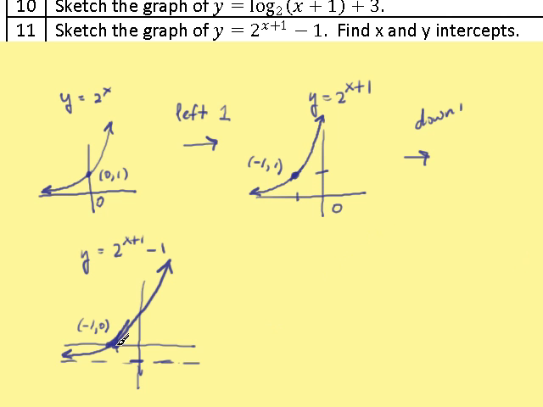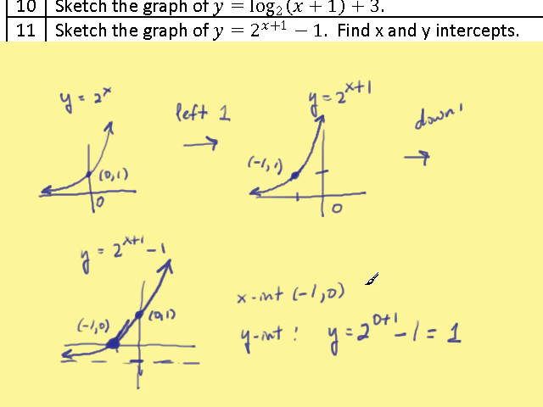We want to find the x and y intercepts. Well, here's the x-intercept, minus 1, 0, and let's find this y-intercept. So we'll find the y-intercept by setting x equal to 0. So y is equal to 2 to the 0 plus 1, minus 1. That's 2 minus 1, which is 1. So the y-intercept is 0, 1.